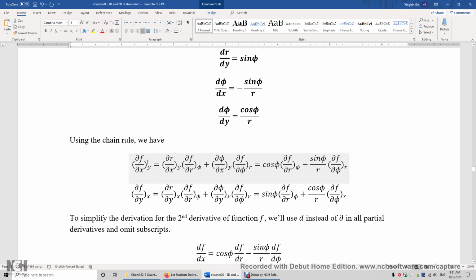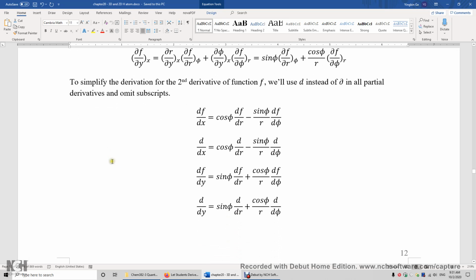Now let's use the chain rule. So delta f over delta x is cosine phi times delta f over delta r, minus sine phi over r times delta f over delta phi. So again, this is because when you change x, you change r. And when you change r, you change f. When you change x, you change phi. When you change phi, you change f. So this is the chain rule.